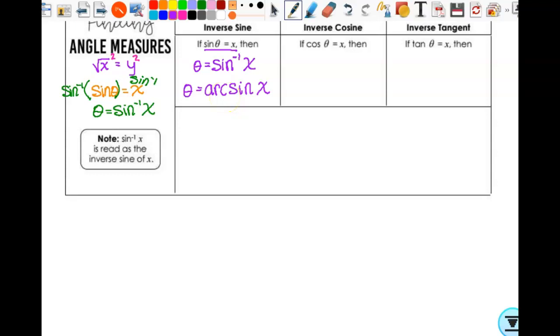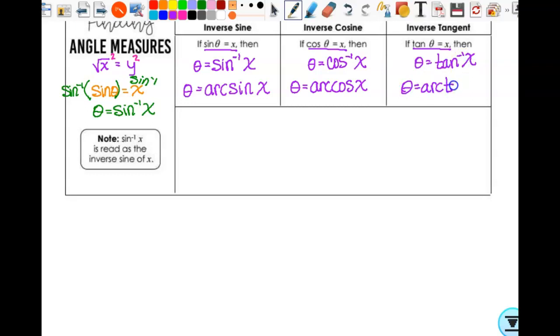All right, so then if we have cosine of theta equals x, that means that theta equals the sine inverse. Oh, no, not the sine. That would make no sense. Cosine inverse of x. So then theta could also equal the arc cosine of x. And for tangent, theta would equal the tangent inverse of x, or theta equals the arc tangent of x. Okay.